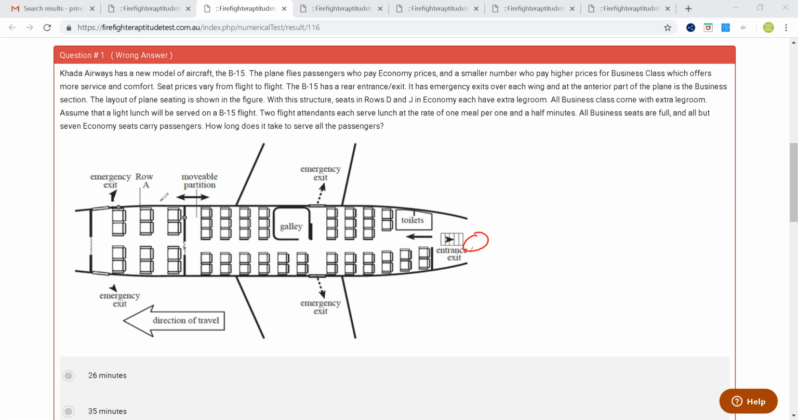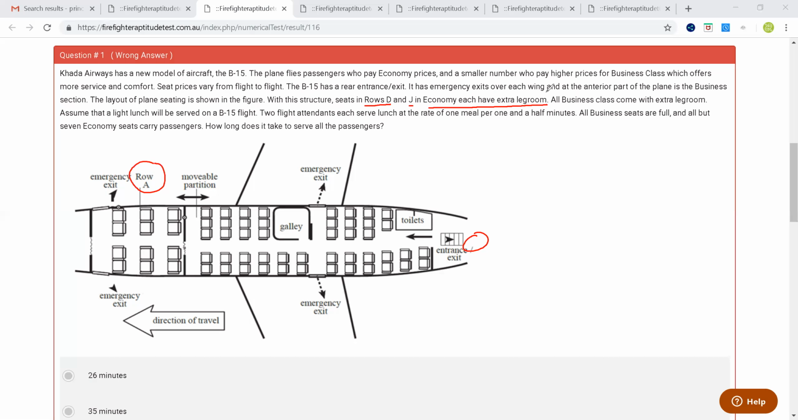So this is the business section, row A. And you can also tell the business section has spacious seats and fewer seats as well. The layout of the plane seating is shown below in the figure. With the structure, seats in rows D and J in economy each have extra leg room.